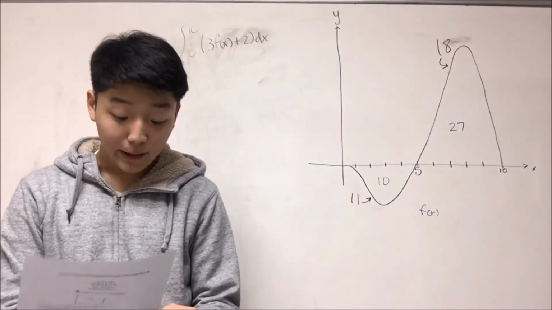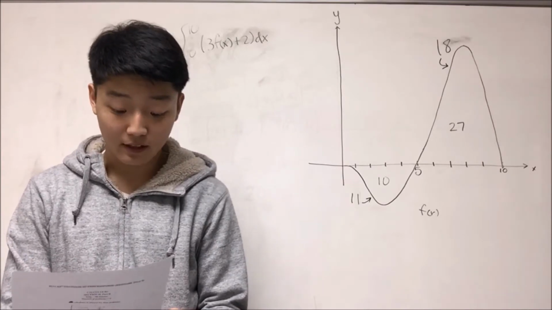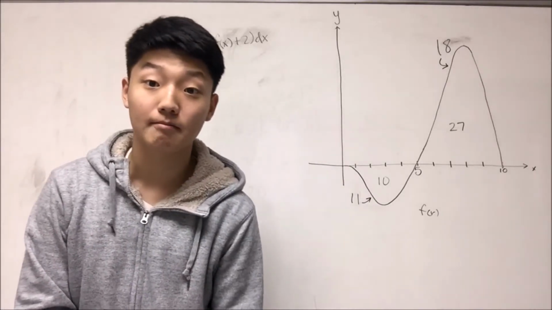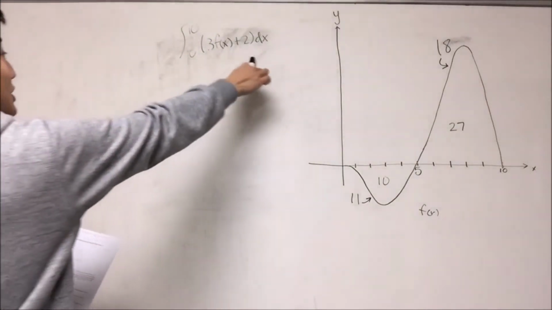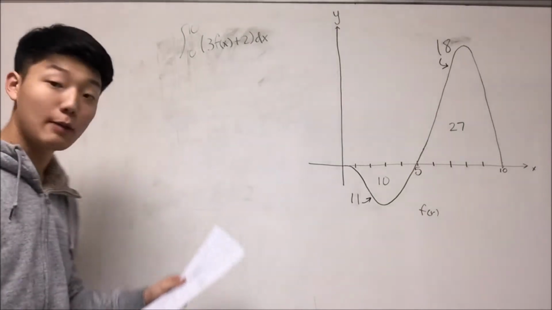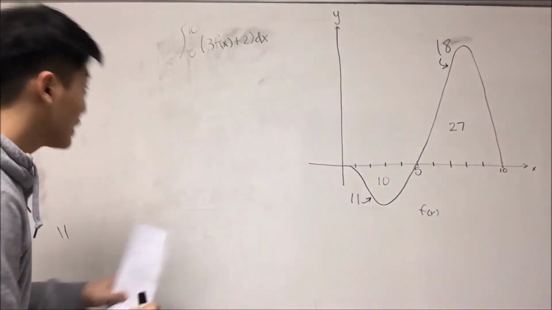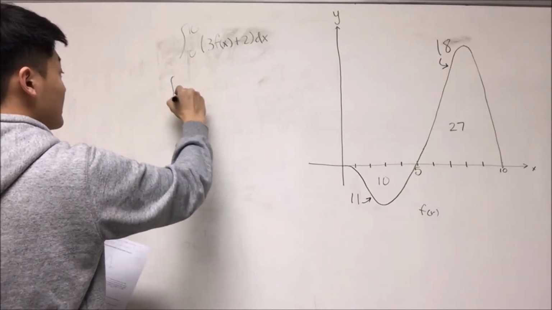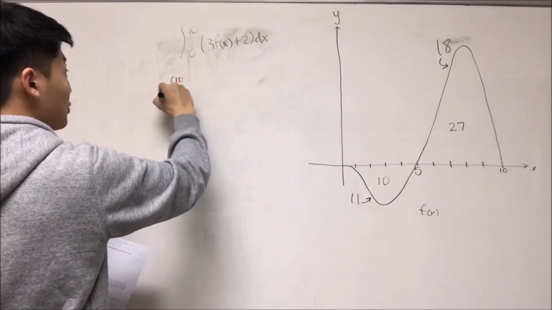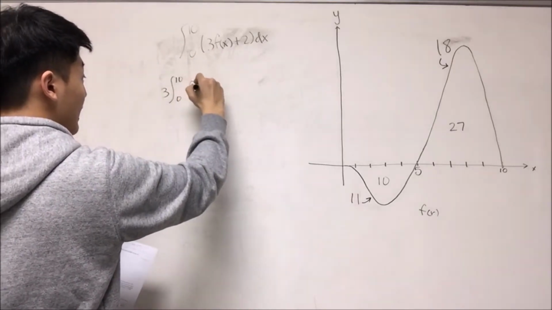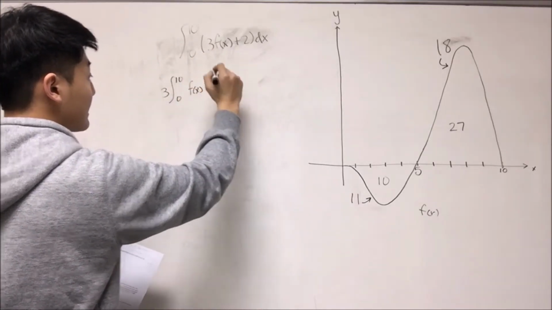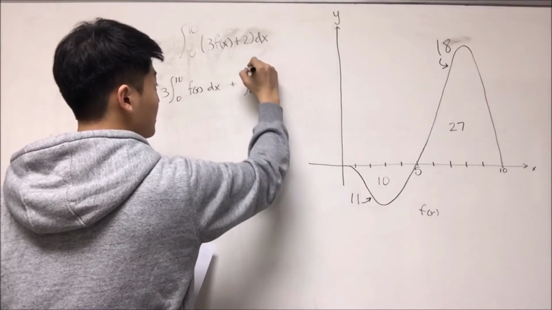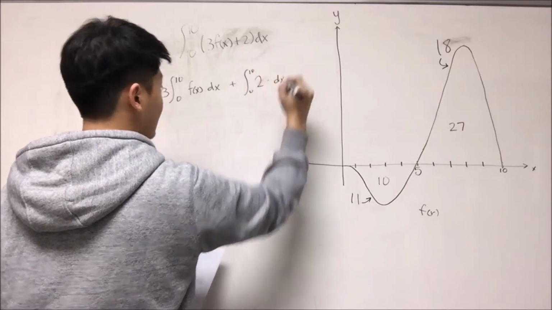Part B. Evaluate the integral from 0 to 10 of 3f of x plus 2 dx. Show the computations that lead to your answer. Let's start. This is the equation for the problem, and it's better to take it step by step. Let's divide this equation into 2, which will be the integral from 0 to 10, with the 3 in front, of f of x dx, plus the integral from 0 to 10 of 2 dx.